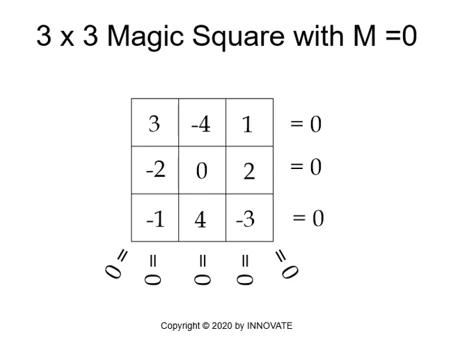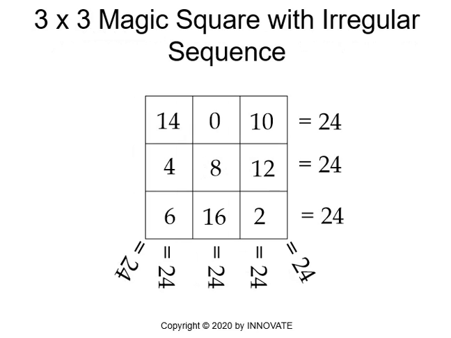Now also we can use any irregular sequence like all odd numbers, 1, 3, 5, or all even numbers. So if I start with 0, 2, 4, 6, 8, 10, I'm adding 2 to even numbers, then 12, then 14, then 16. So they will add to 24. Okay, and this is a super easy, very nice, very recreational square.